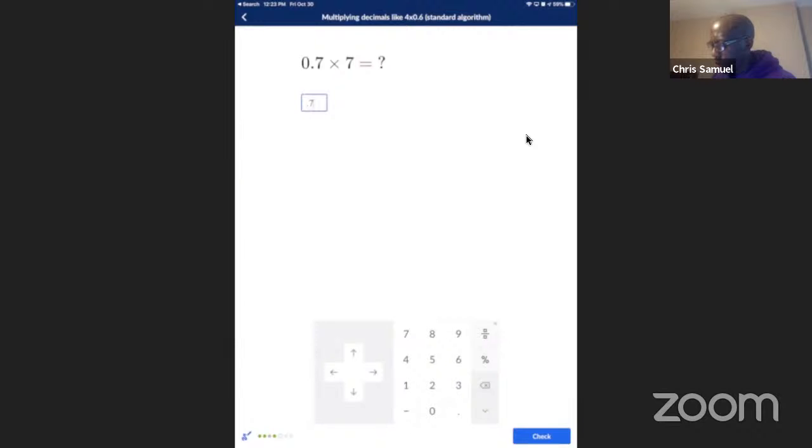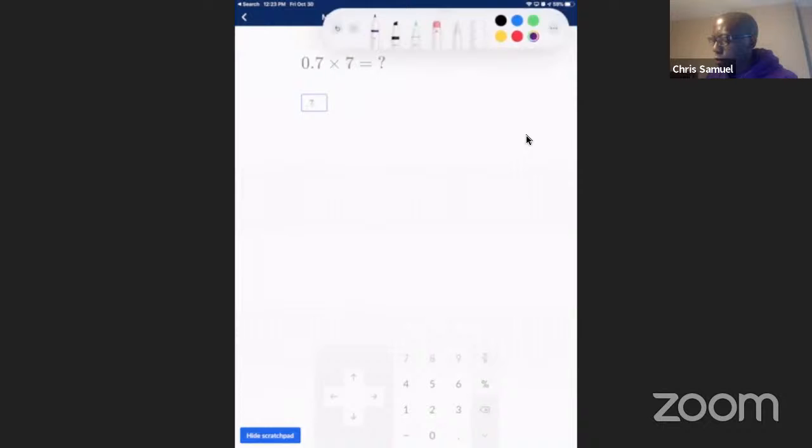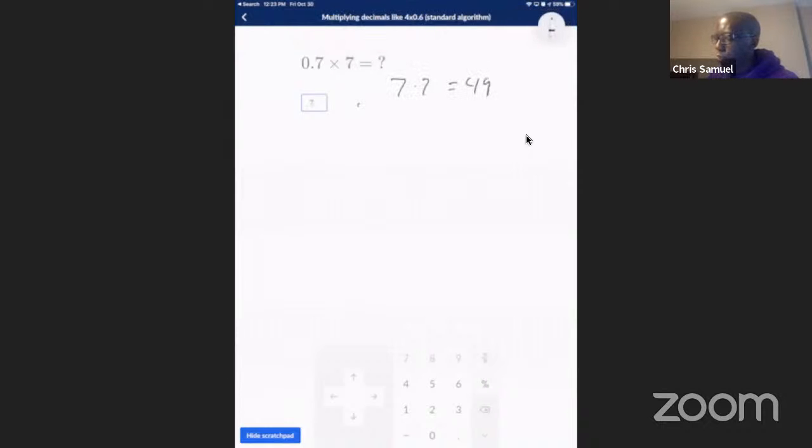And okay, what did I do now? Okay, so you have 7 times 7 is equal to 49. So we have 0.7 times 7 is equal to, move that up like that.